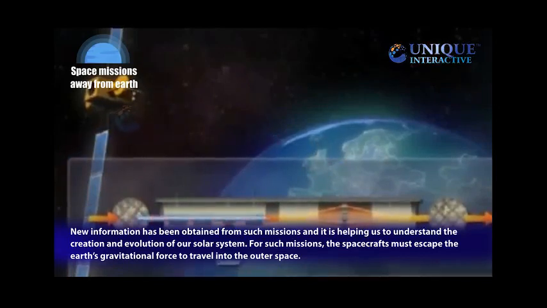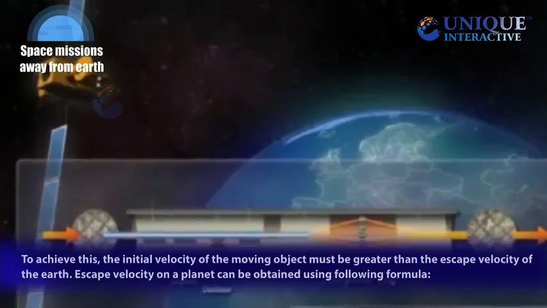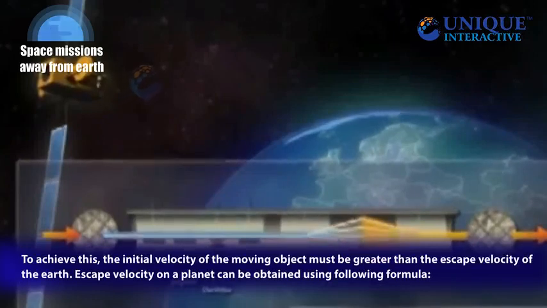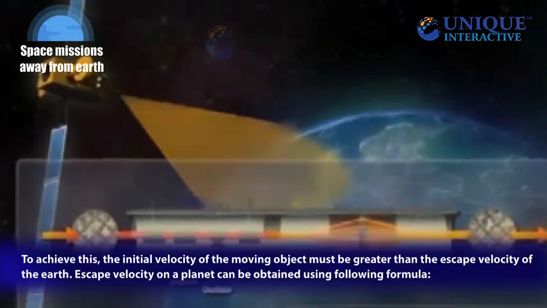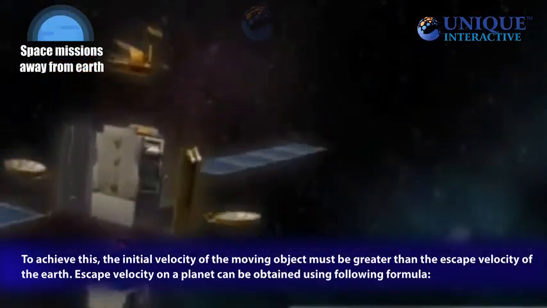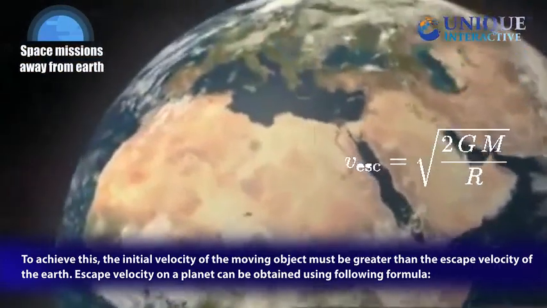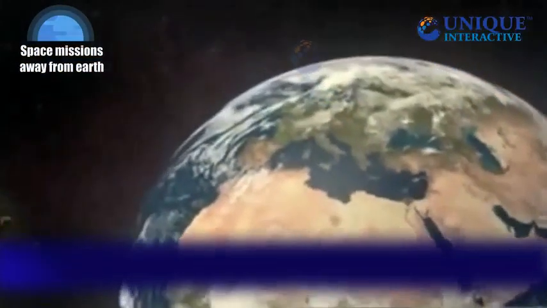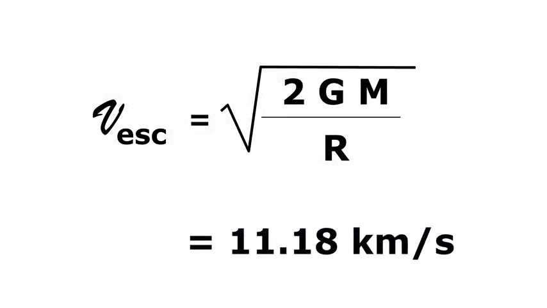New information has been obtained from such missions, and it is helping us to understand the creation and evolution of our solar system. For such missions, the spacecrafts must escape the Earth's gravitational force to travel into the outer space. To achieve this, the initial velocity of the moving object must be greater than the escape velocity of the Earth, as we have learnt in the chapter on gravity. Escape velocity on a planet can be obtained using the following formula. Escape velocity is equal to the root of 2 into the gravitational constant into the mass of the planet upon the radius of the planet.